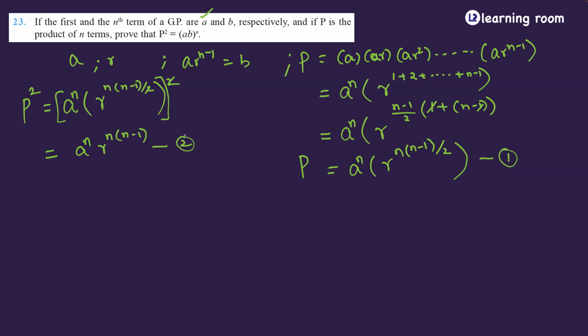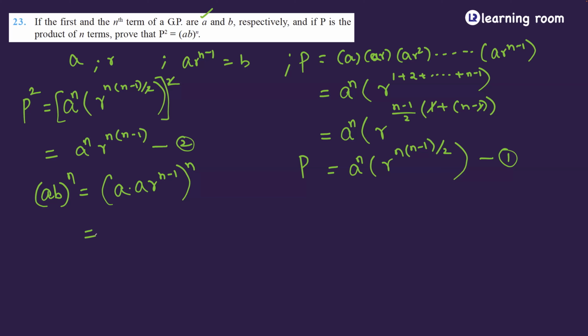Am I clear with this? Right. Now, ab raised to the power n means what? A is a only. What is the value of b? B is r power n minus 1. So, if you observe, ab raised to the power n is equal to a into r to the power of n minus 1, the whole raised to the power n.